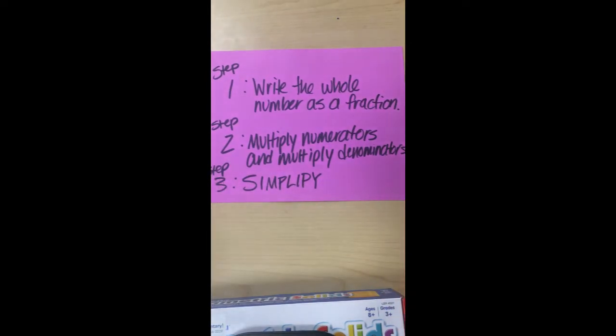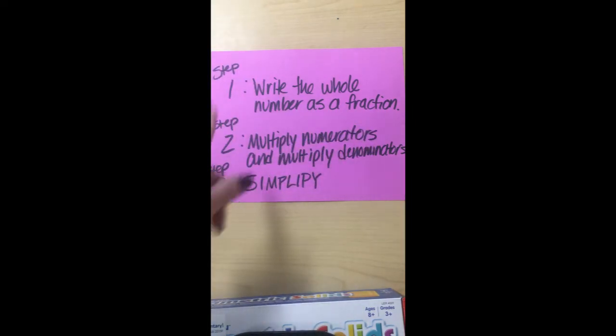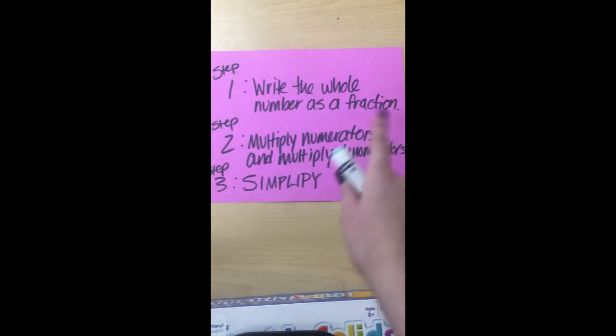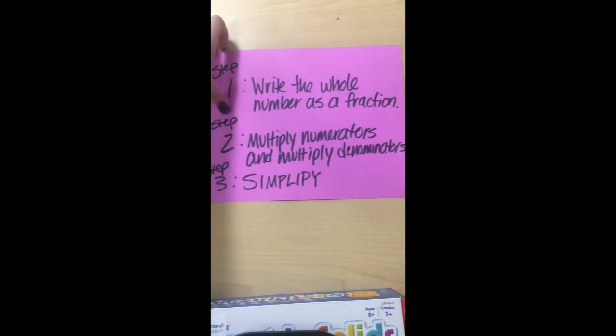So there's a few steps today, not too many though. Step 1 is you're going to write the whole number as a fraction like I just showed you. Step 2, you're going to multiply the numerators together. Then you're going to multiply the denominators together, which seems weird, I know, after adding and subtracting. But that will be the rule for multiplying. You have to multiply the top numbers and the bottom numbers, or the numerators and the denominators. Then the final step is you will simplify the problem at the very end. So don't forget to simplify.